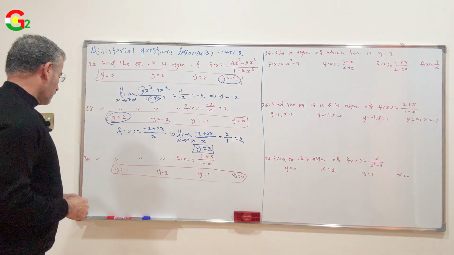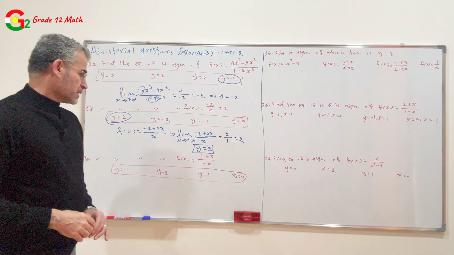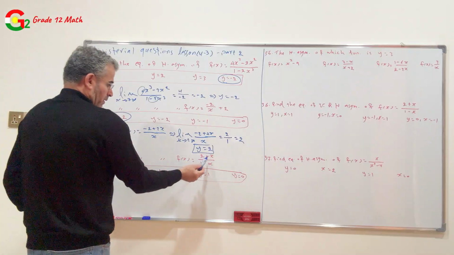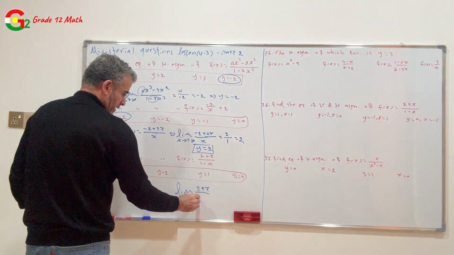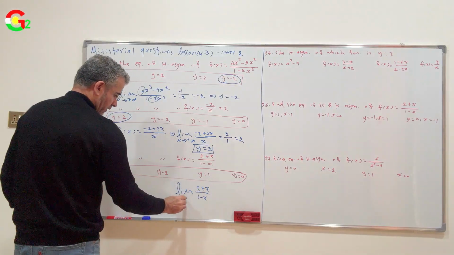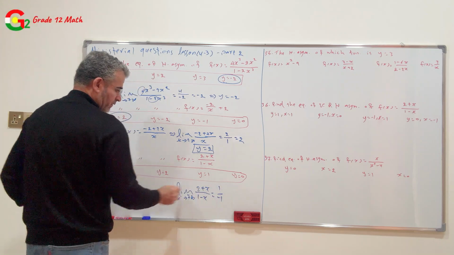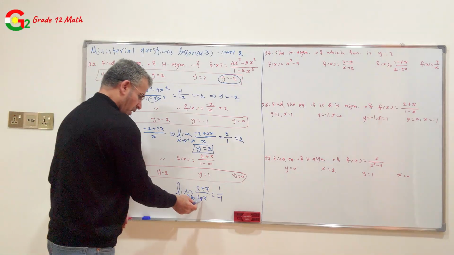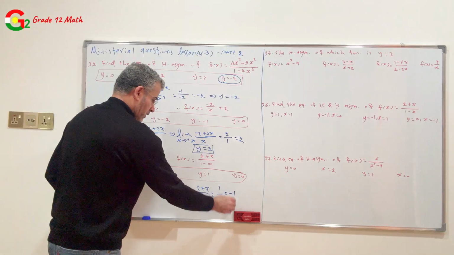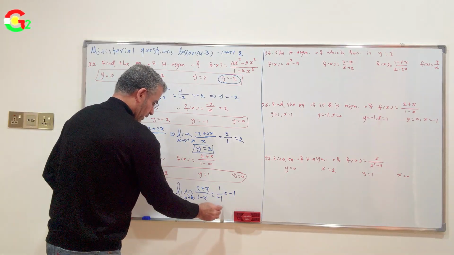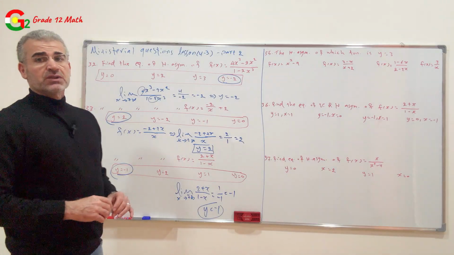Question number 34. Find the equation of the horizontal asymptote for the function f of x equal 2 plus x over 1 minus x. The limit of this function when x approaches positive or negative infinity equals 1 over negative 1, since the coefficient of x is 1 in the numerator and the coefficient of x in the denominator is negative 1, so the result is negative 1. Y equals negative 1 is the equation of the horizontal asymptote for this function. Choice A.